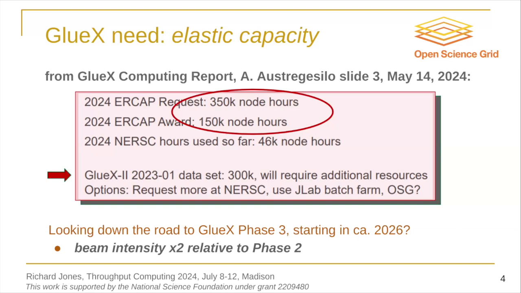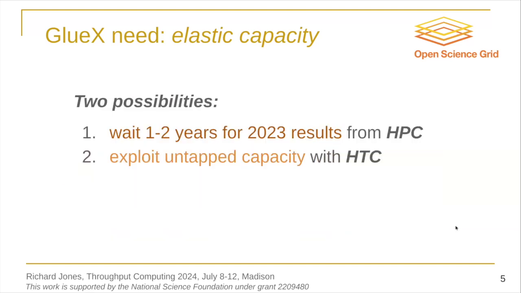So that is my demonstration of two possibilities for elastic expansion. One is you either wait one to two years, to postpone your analysis until the cooking is done. And that's our present HPC operating plan, because that's what you have to do if you have no opportunities for other resources. But otherwise, we can exploit untapped capacity with HTC. I want to talk about that for the rest of this talk.